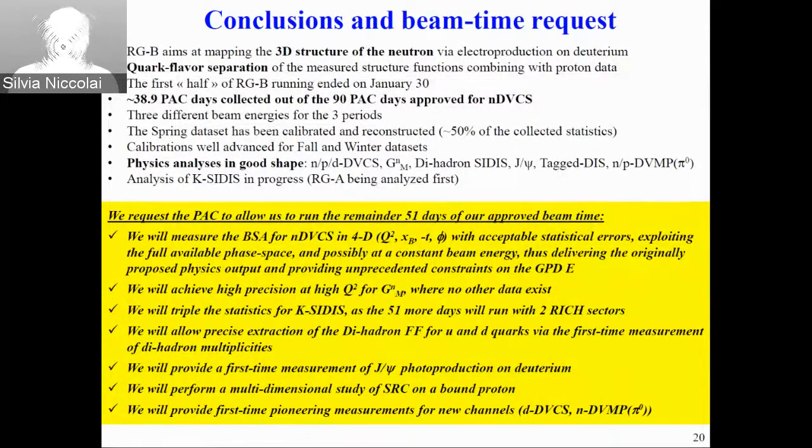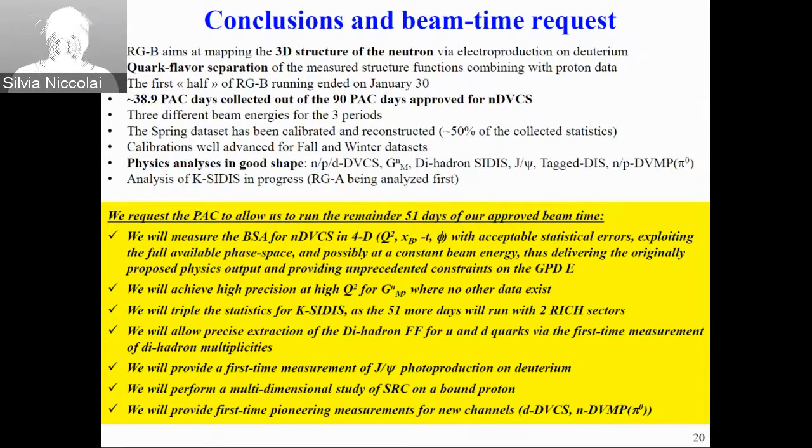The quark flavor separation and the 3D structure of the neutron are the goals of this RAN group, which ran roughly 43% in 2019 with three different beam energies. The status of the analysis is in good shape for several channels. There are channels that I couldn't discuss, but they are in the backup. New measurements, for instance the coherent DVCS on deuteron and the DVMP for pi zeros in the neutron, were mentioned by the TAC as important new results. The analysis of CaTeX is in progress, but first they are focusing on RGA analysis, so I don't have results so far.